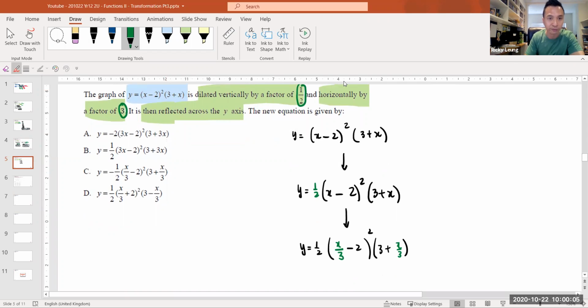The last one is reflected about the y-axis. If it's about the y-axis, it's like flipping horizontally. The negative has to be where x is. So wherever you see the x, that guy and that guy there, make that into negative x. So from an algebra point of view, let's see where that takes us.